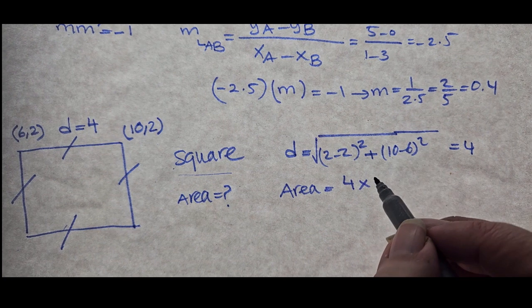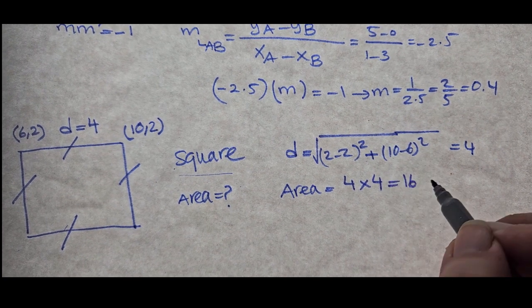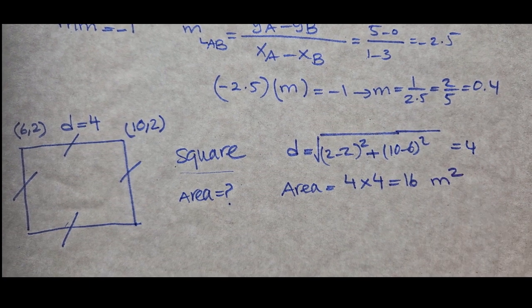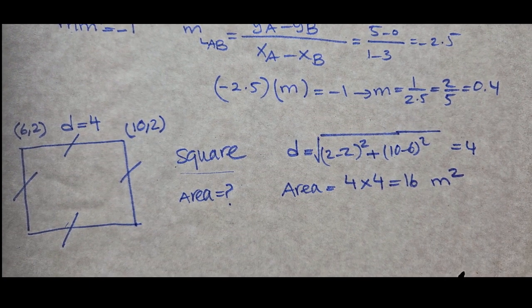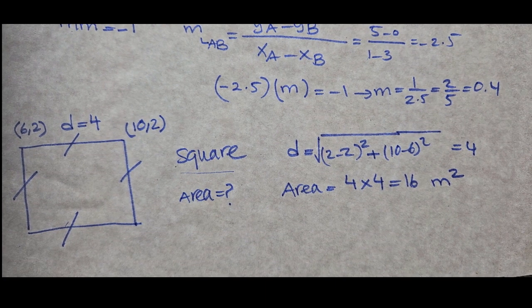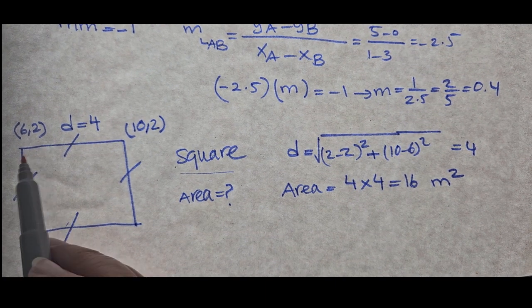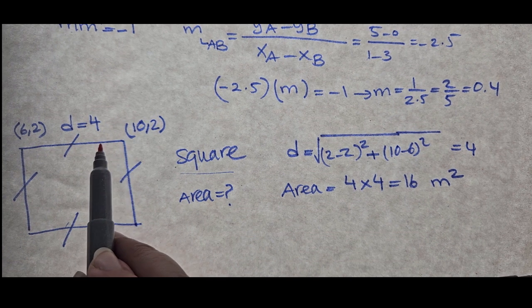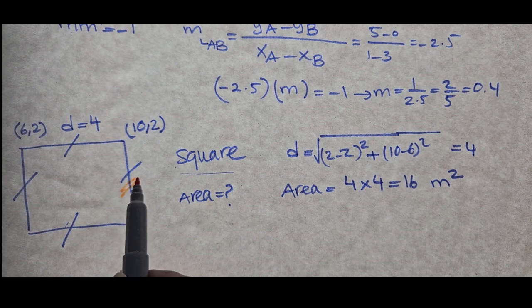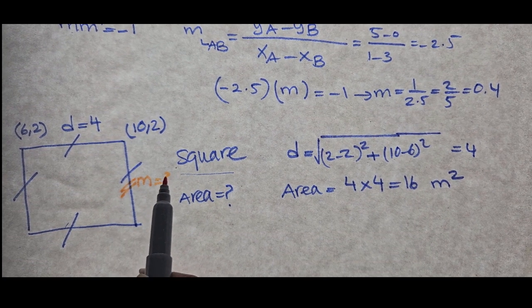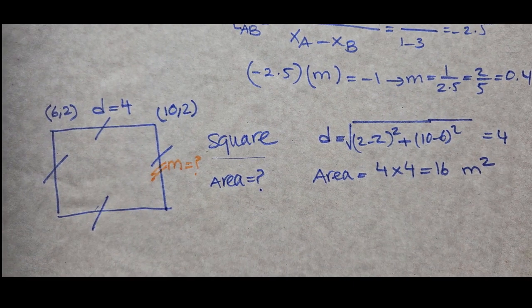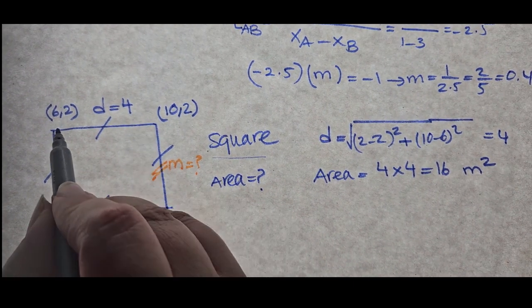And remember, guys, whatever unit of measurement they use, let's say if it's meter, the area would be meter squared. Okay, this is the area. So now another part of the question is asking you to find the slope of the side, or of the line, which I showed you with an orange mark on it.